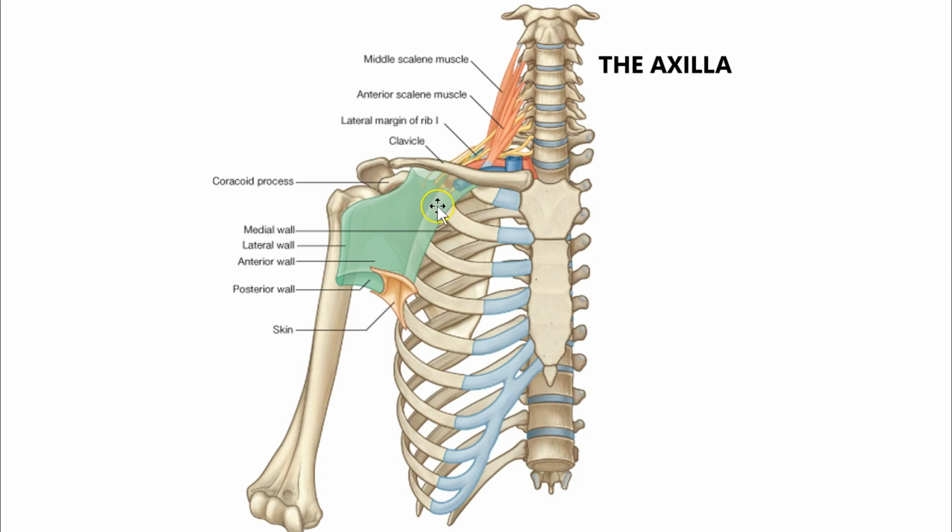Here we can see the general location of the axilla as an area that sits somewhere between the clavicle and the ribs, the coracoid process and the ribs, and the humerus and the ribs. It's going to serve as the transition zone of neurovascular structures as they go from the neck into the arm.